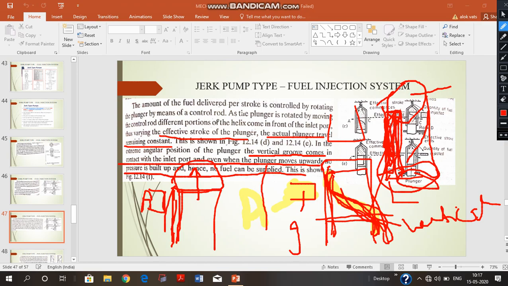Whatever fuel was there at the top, the pressure will not be able to build up, because the extra fuel can travel vertically downwards also within this vertical groove, so there is no formation of the pressure and therefore no fuel can be supplied.